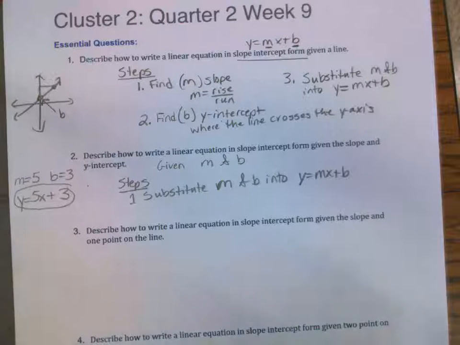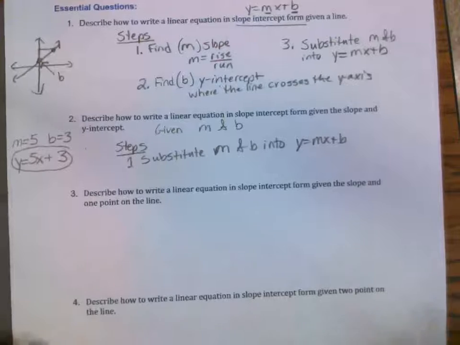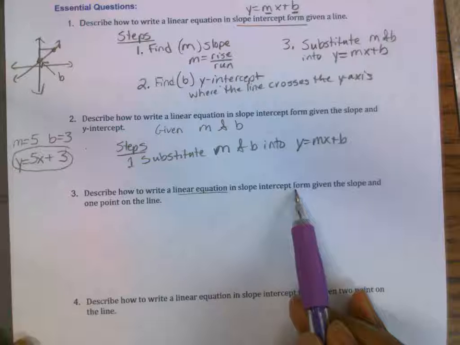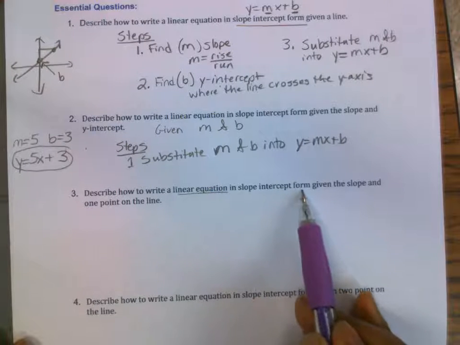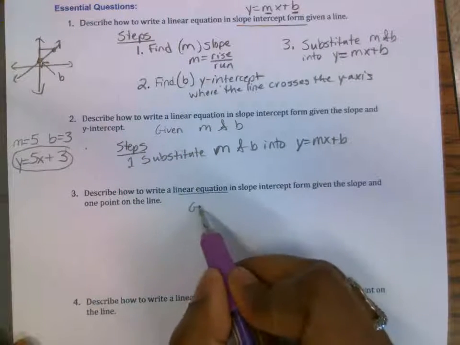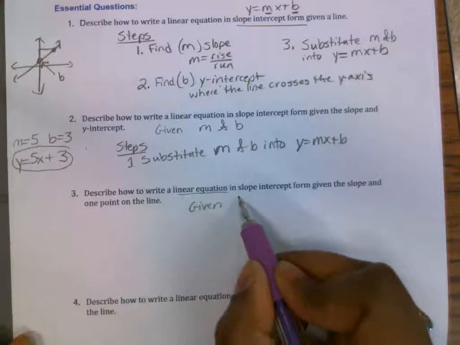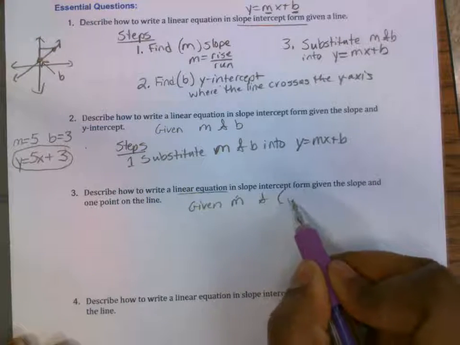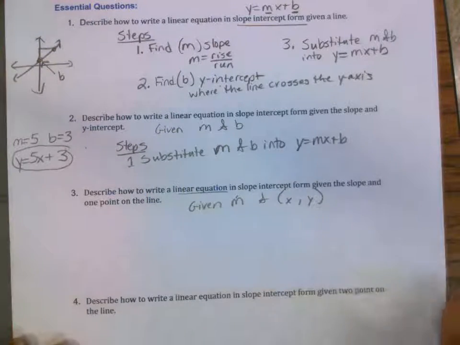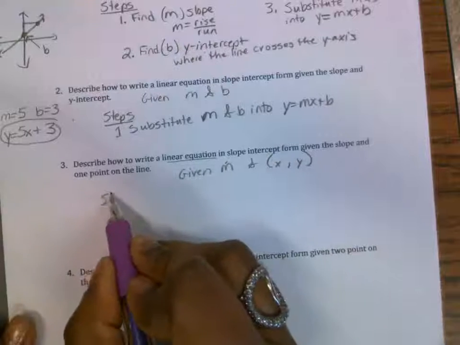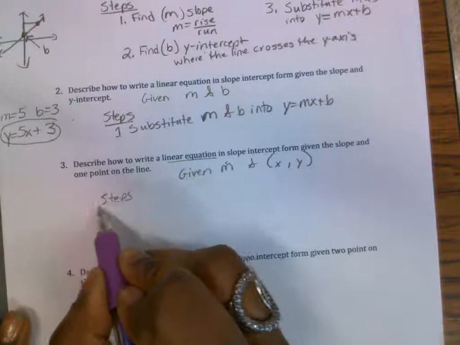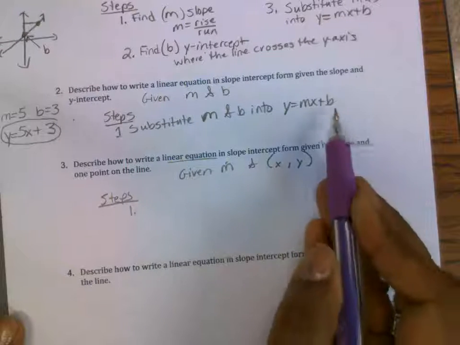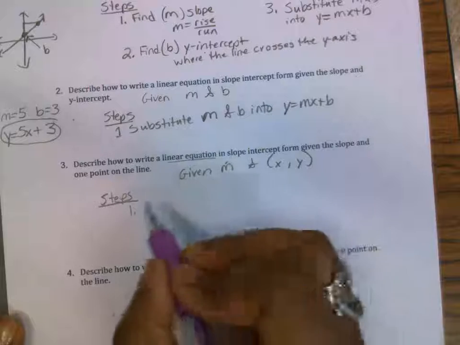All right, number 3. Let me know if I'm moving too fast, okay? Number 3, describe how to write a linear equation, y equals mx plus b, in slope-intercept form, given the slope. So they give you m, and they give you 1 point. They give you an x coordinate and a y coordinate, okay? So this is what you have to do. These are your steps. The first thing, you're given m, but you don't have b. You need b. So you have to find b.